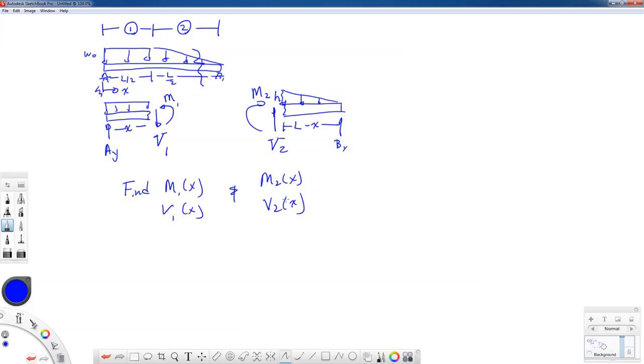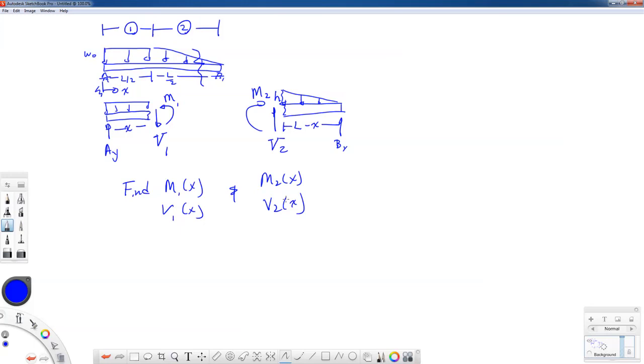Now there are some advanced ways to actually write one moment equation. That's using something called discontinuity functions. It's not taught very frequently anymore, but if I have enough time, I'll do a lecture on discontinuity functions. It's kind of slick, but it is a little bit more mathematical than this approach.